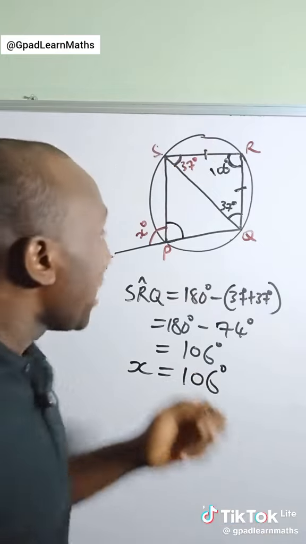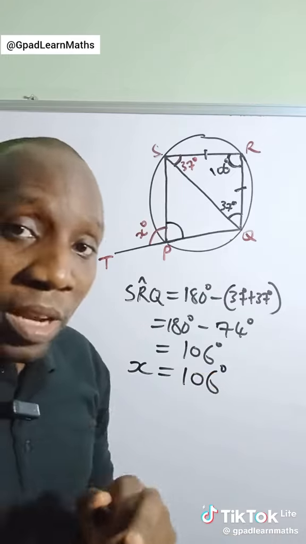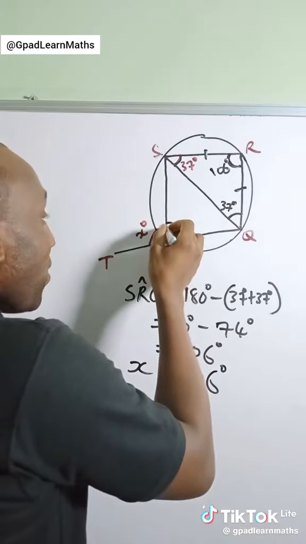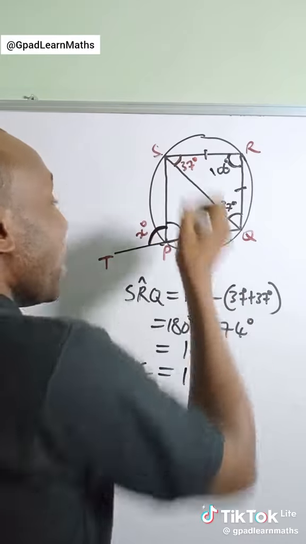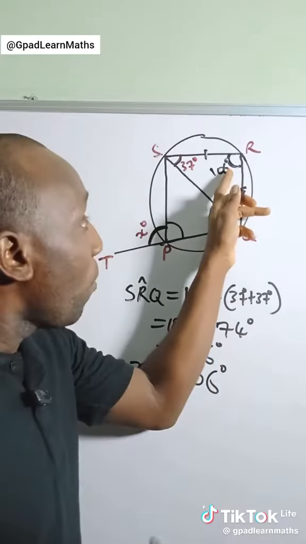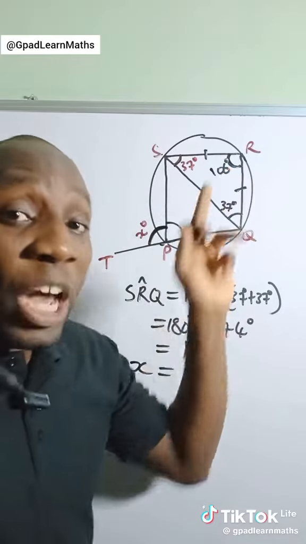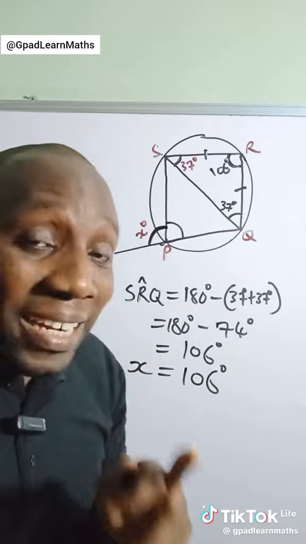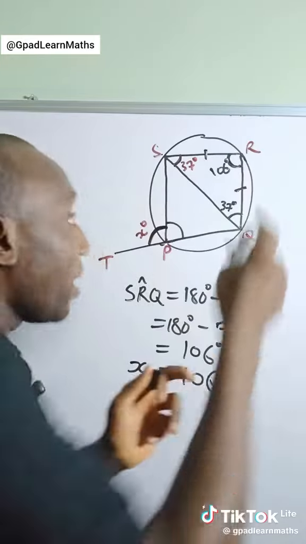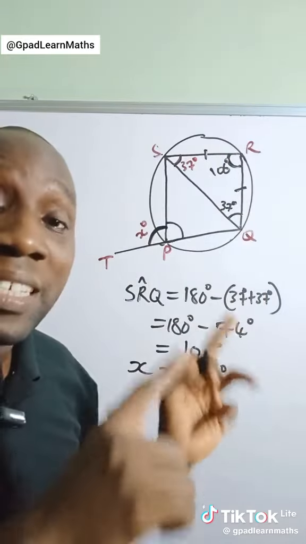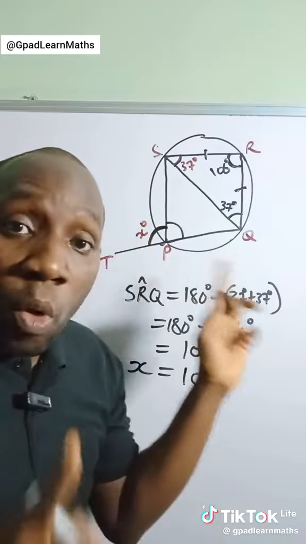Why, you may ask? Now, for a cyclic quadrilateral, the exterior angle, this X is an exterior angle to this quadrilateral, is equal to the opposite interior angle. Now, please, it has to be a cyclic quadrilateral. You see this quadrilateral, all the vertices are touching the circle. This is the type of quadrilateral that this will work for.